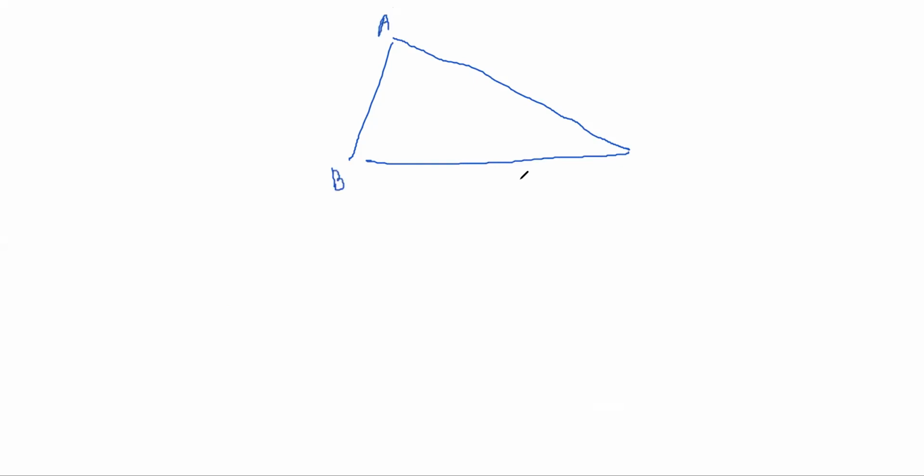Anybody has any ideas? A pure geometry proof for this, that greater angle has greater side opposite to it. So this angle is B, this angle is C. We want to prove that AC is greater than AB. So we'll do a proof by contradiction. We'll assume that AC is less than or equal to AB.